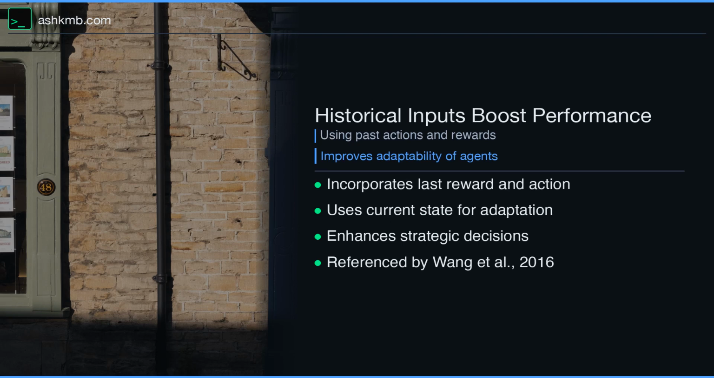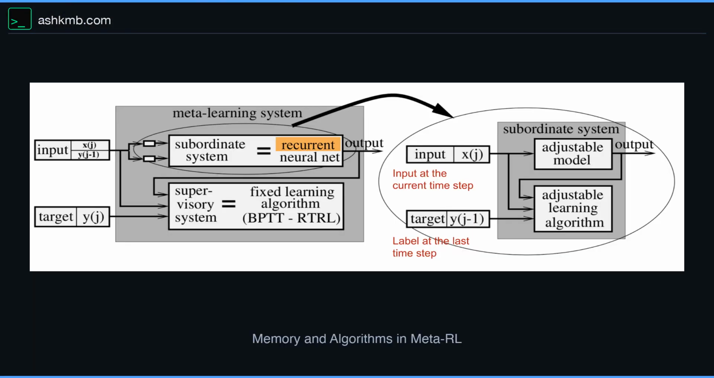Meta-RL models utilize the last reward and last action as inputs alongside the current state. This approach enhances the model's ability to adapt its strategy effectively. Key components of Meta-RL include memory, algorithms, and diverse tasks. A recurrent network with memory allows agents to rapidly adapt to various tasks, facilitated by a meta-learning algorithm that optimizes model weights among a wide distribution of Markov decision processes.